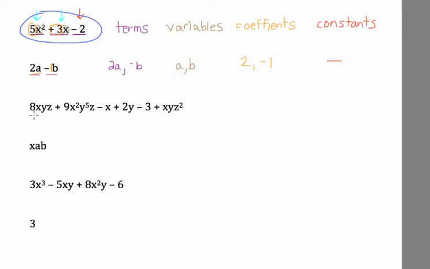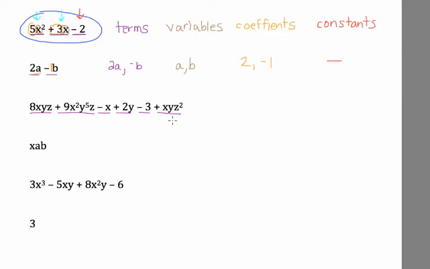In this next long expression, I'll just underline the terms. 8xyz, positive 9x squared y to the 5th z, negative x, positive 2y, negative 3, positive xyz squared. Again, number letters. Sign number letters. Sign number letters. There's no number in that one. Sign number letter. Sign number. The sign is your switching point. It's important to be able to see algebraic expressions as groups of terms.